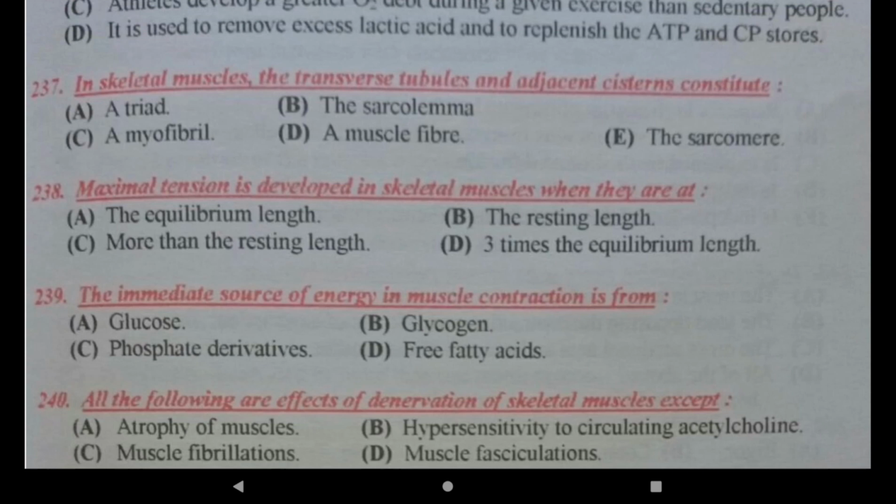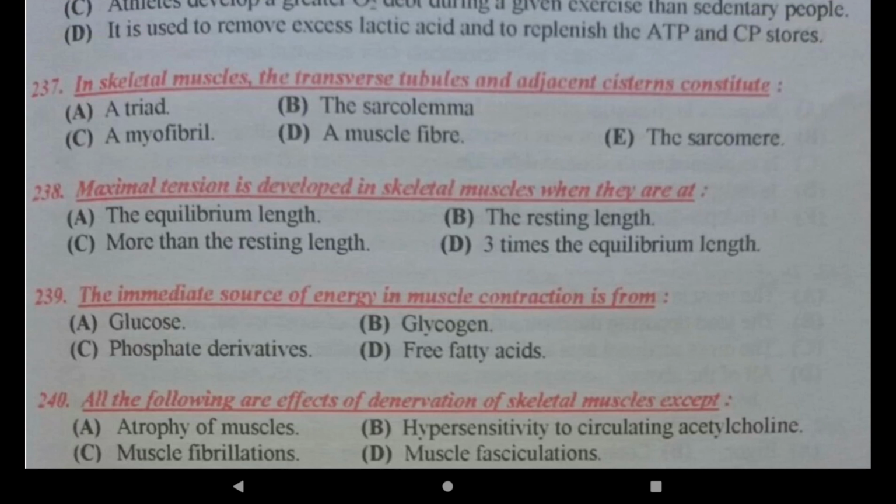Resting length. Maximal tension is that maximum tension that the muscle can have. So for a muscle to attain its maximal tension, if the contraction begins from the resting length, it will be able to give us the maximal tension. That maximum force that the muscle can exert will be greatest when the muscle begins from the resting length.